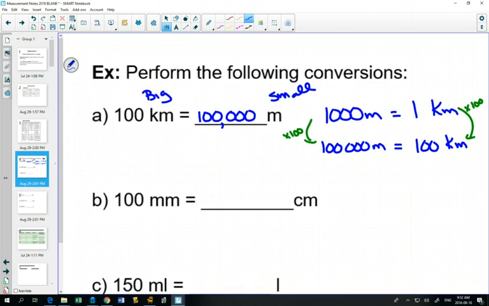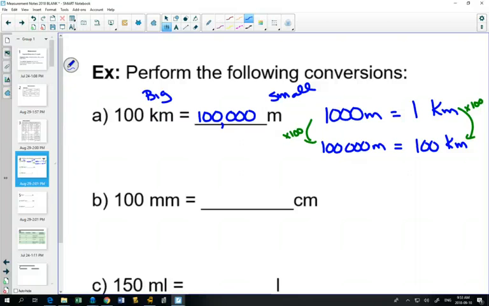Because sometimes you might be dealing with prefixes that you're having trouble with figuring out which one's bigger, which one's smaller. So sometimes this method off to the side makes more sense to you. You're like, okay, if I want to go from 1 kilometer to 100 kilometers, I'm multiplying by 100, so I'd have to do the same thing on this side. And it's kind of similar to what you've done in grade 9 with equations, where what you do to one side of the equation, you do to the other side of the equation.